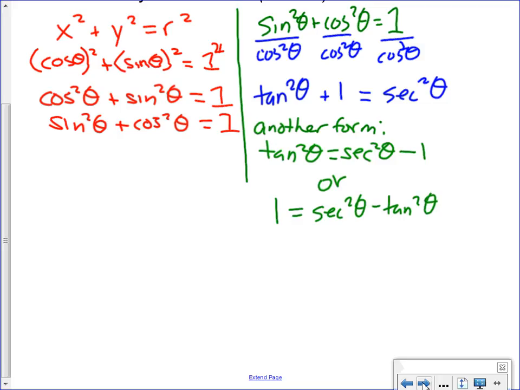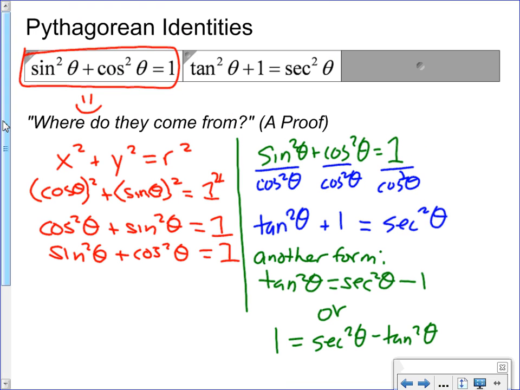The main one, though, is in the blue: tangent squared plus 1 equals secant squared. You have to be able to recognize the different variations of it. It's not that bad, I promise. For that last one, it's the same proof, but instead of equaling secant squared, it's going to equal cosecant squared.